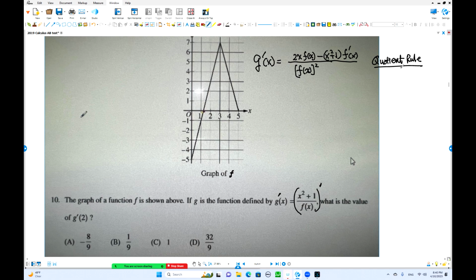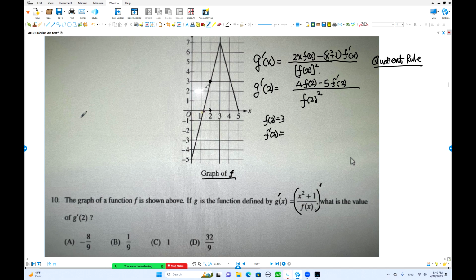Now put x equals 2 in there. The denominator is f of 2 squared. The numerator is 2 times 2, which is 4, times f of 2, minus 2 squared plus 1, which is 5, times f prime of 2. Now we can find f of 2 on the graph over here. When x is 2, y is 3, right? So f of 2 is 3. But we need f prime of 2.